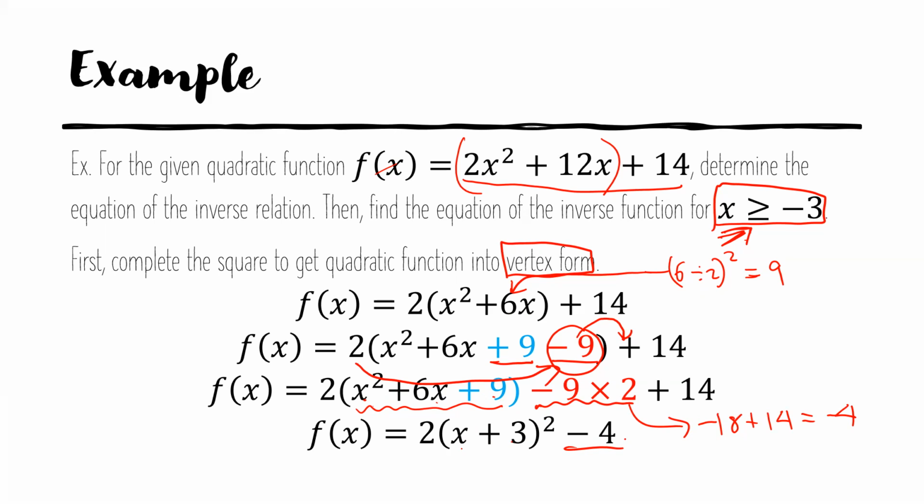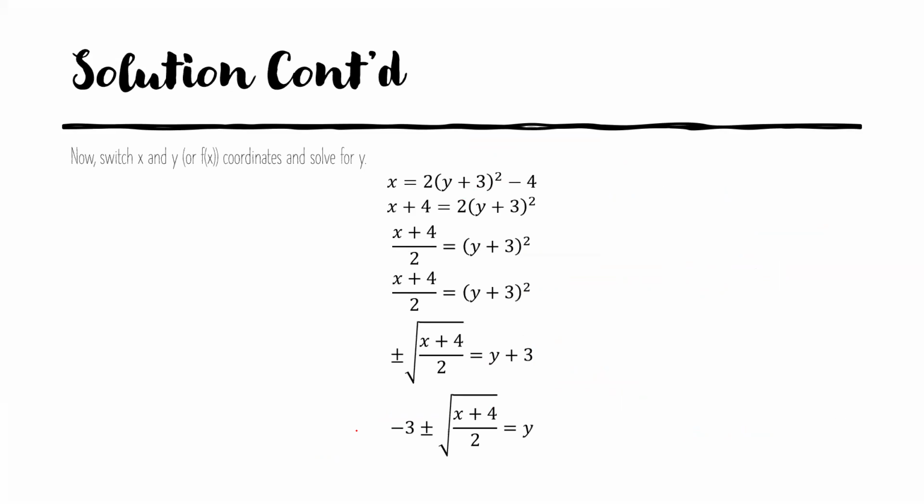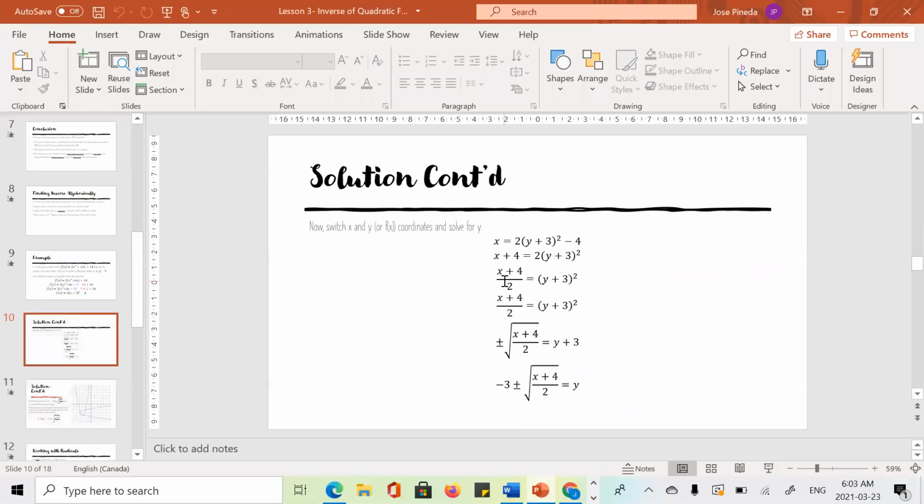So now that it's in vertex form, what I'm going to do is simply replace the x and the y. And now notice that f of x is simply the same as y. So I swapped them around. And I'm actually going to add on the transitions. I personally really like that. Makes it easier.